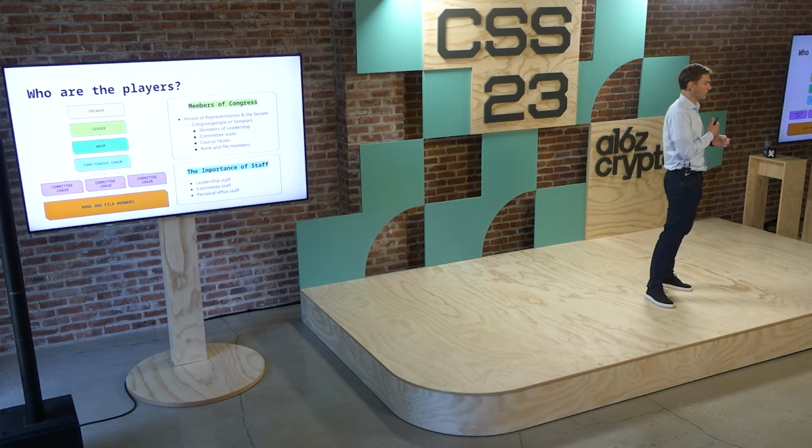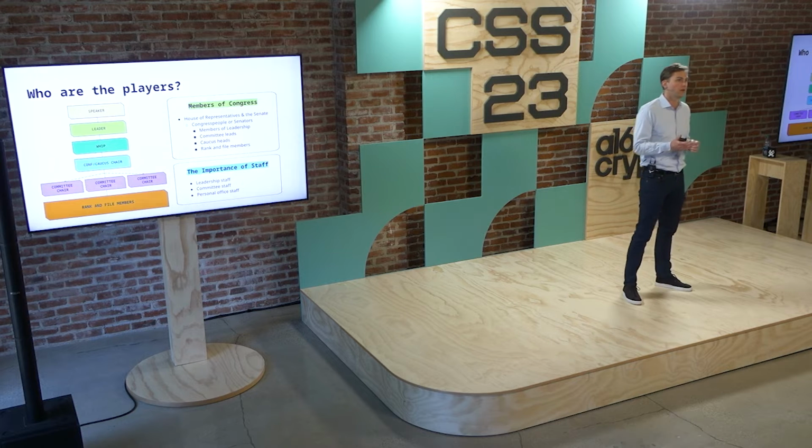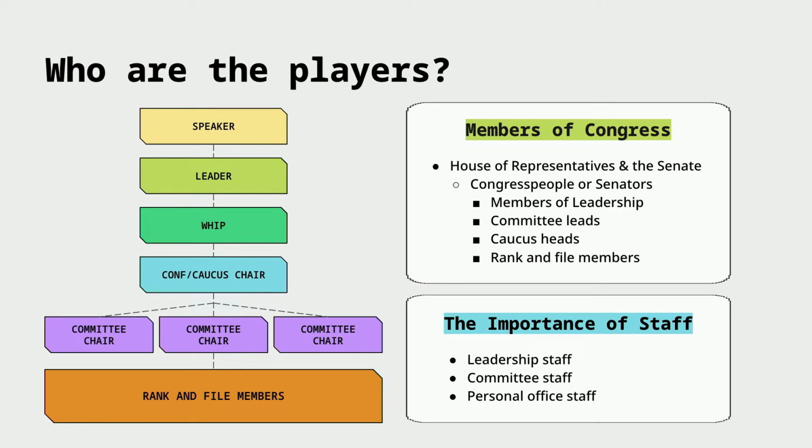Nothing gets done in the House of Representatives unless the Speaker signs off on it. Directly below that, you have the Majority Leader. The Majority Leader's principal function is to schedule the House of Representatives. No votes occur without the Majority Leader's sign-off.